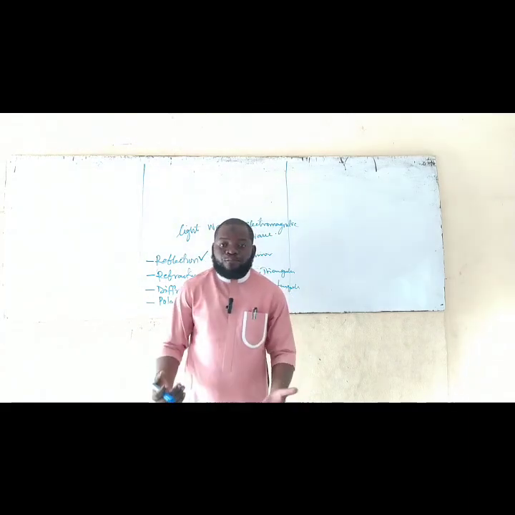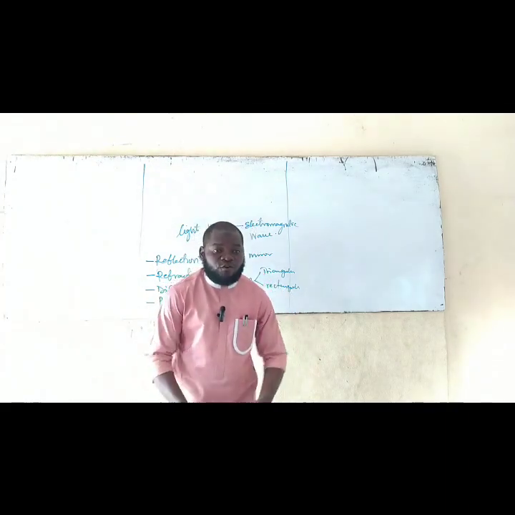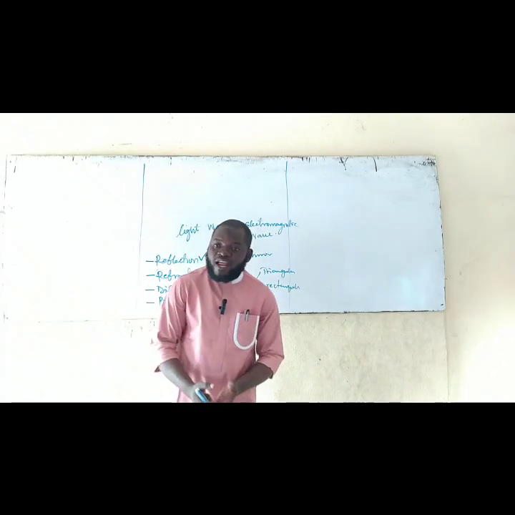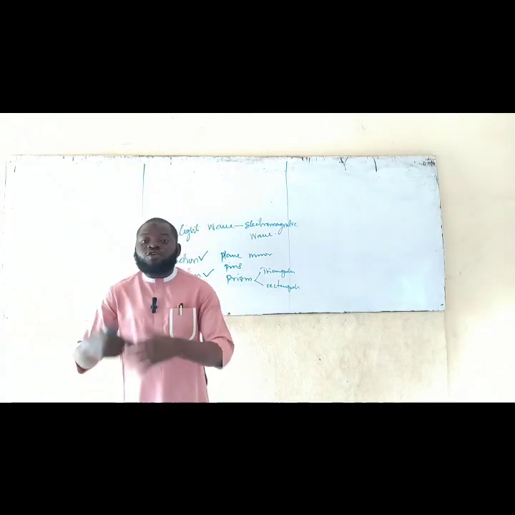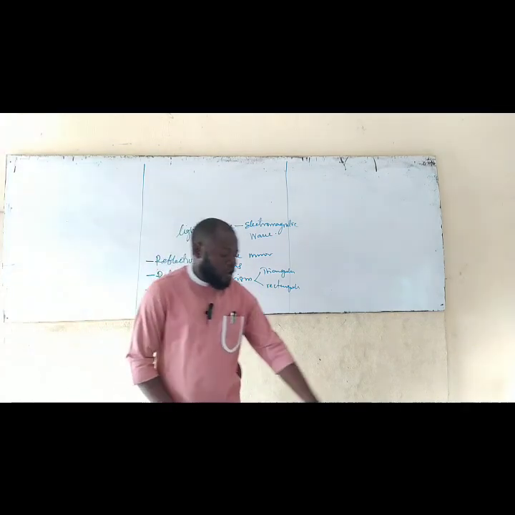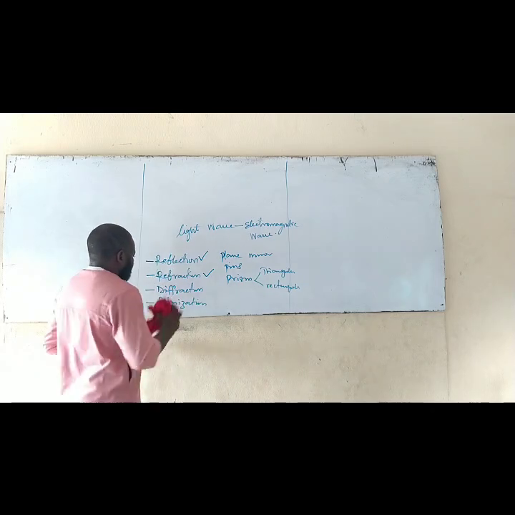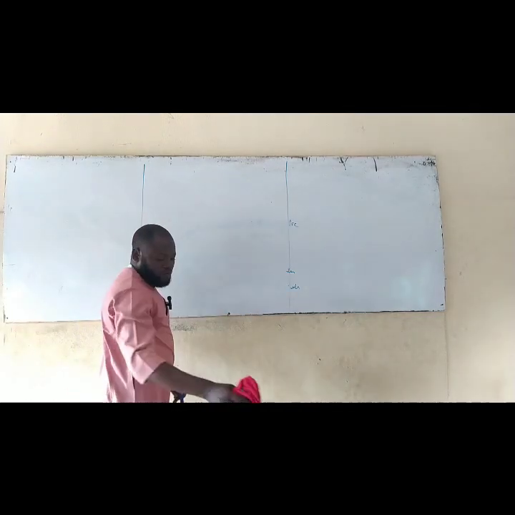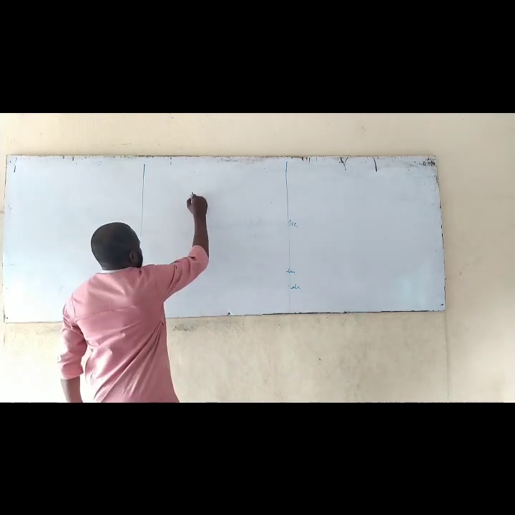If maybe you find it difficult to go ahead with the experiment because of time or something, and you are tempted to manipulate your reading, you'll be sure that you are going to have an accurate result. So let's look into that. We are starting with the very first one, which is reflection.